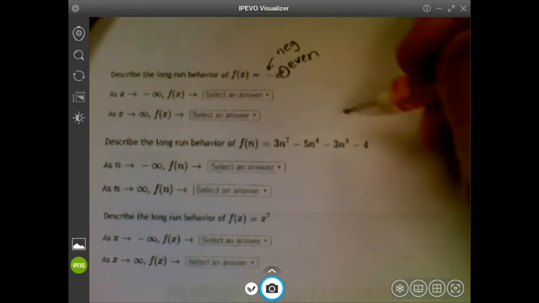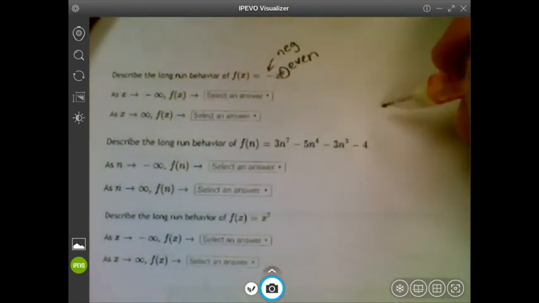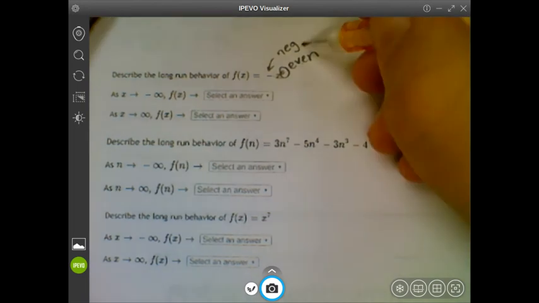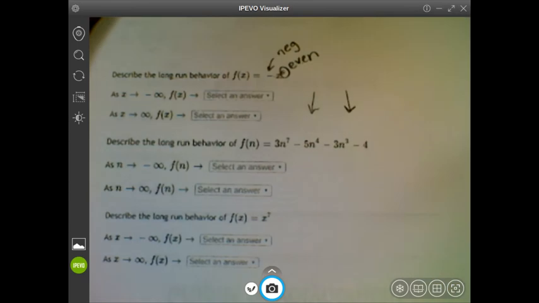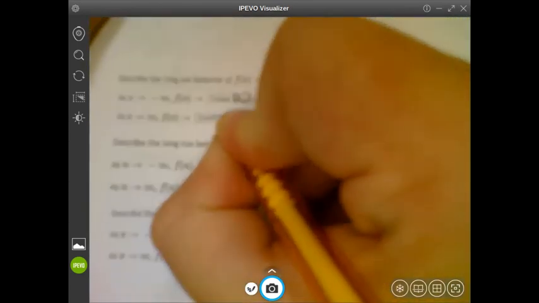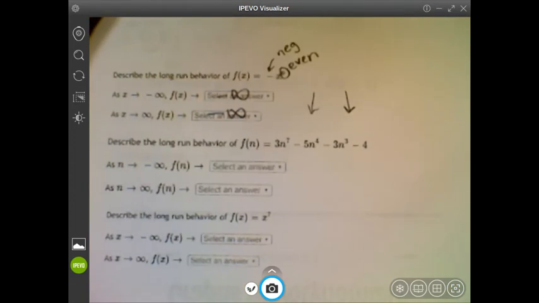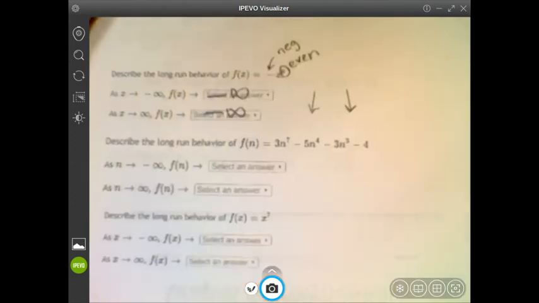So if you need to draw a quick picture of what's going on, that's fine. If it's even, then the two ends go the same direction. And when it's negative, the two ends go down. So both the left and the right will be going to negative infinities. Make sure you see those negatives. They're both going to negative infinities.